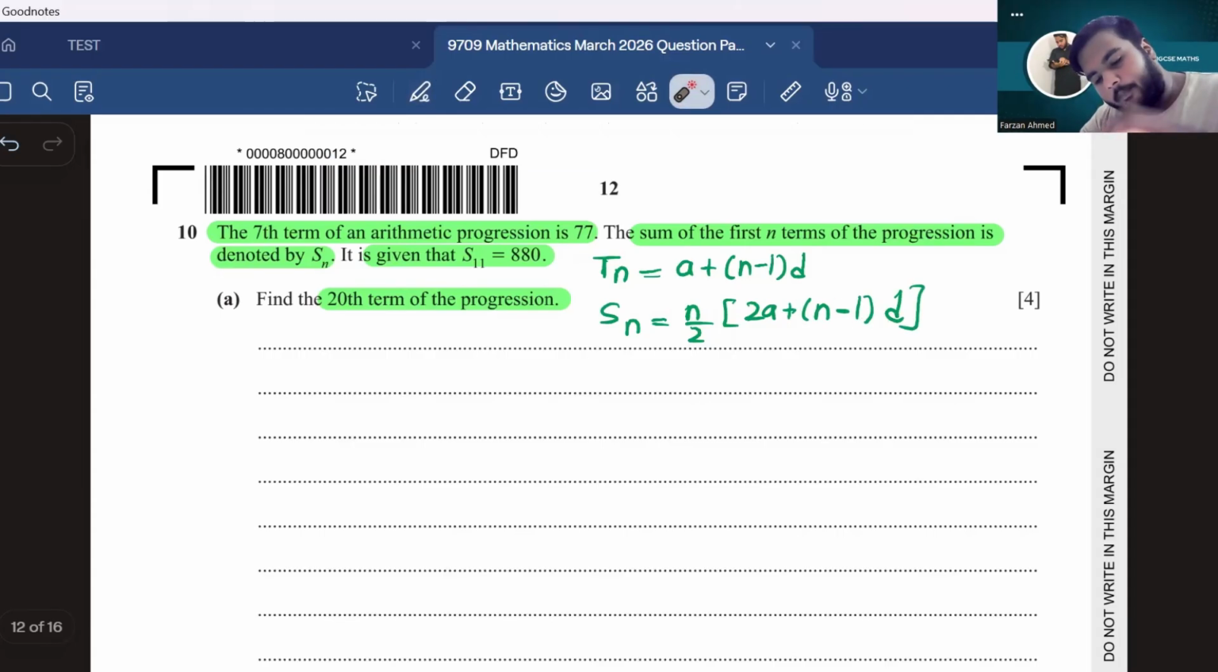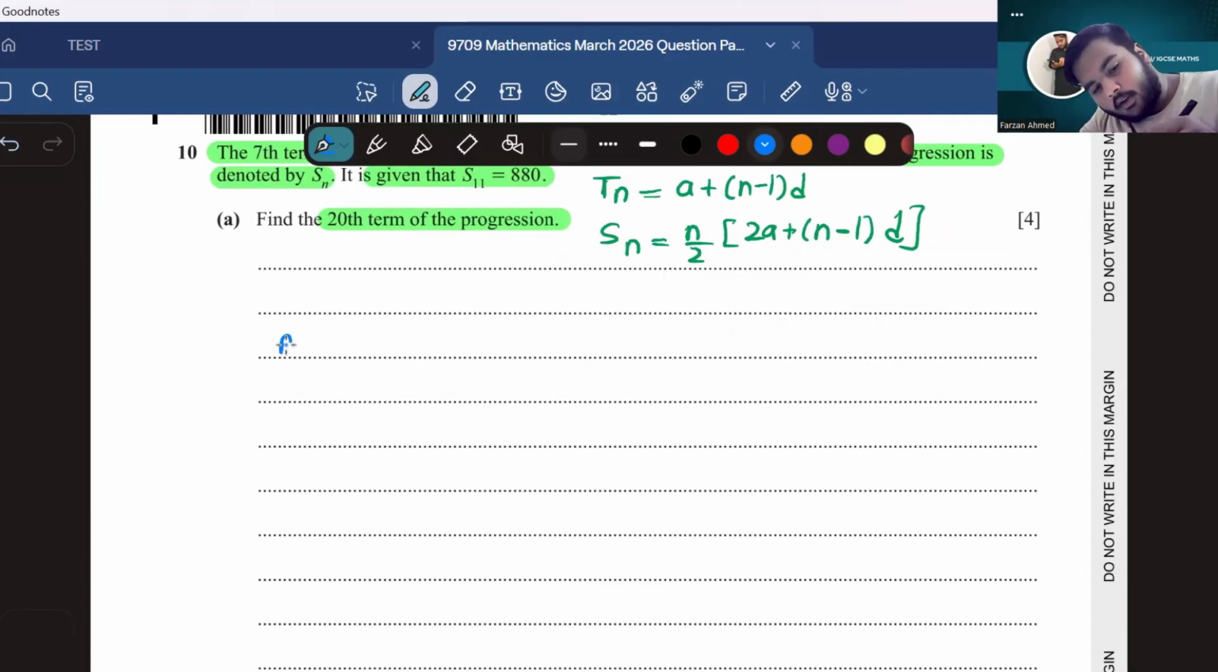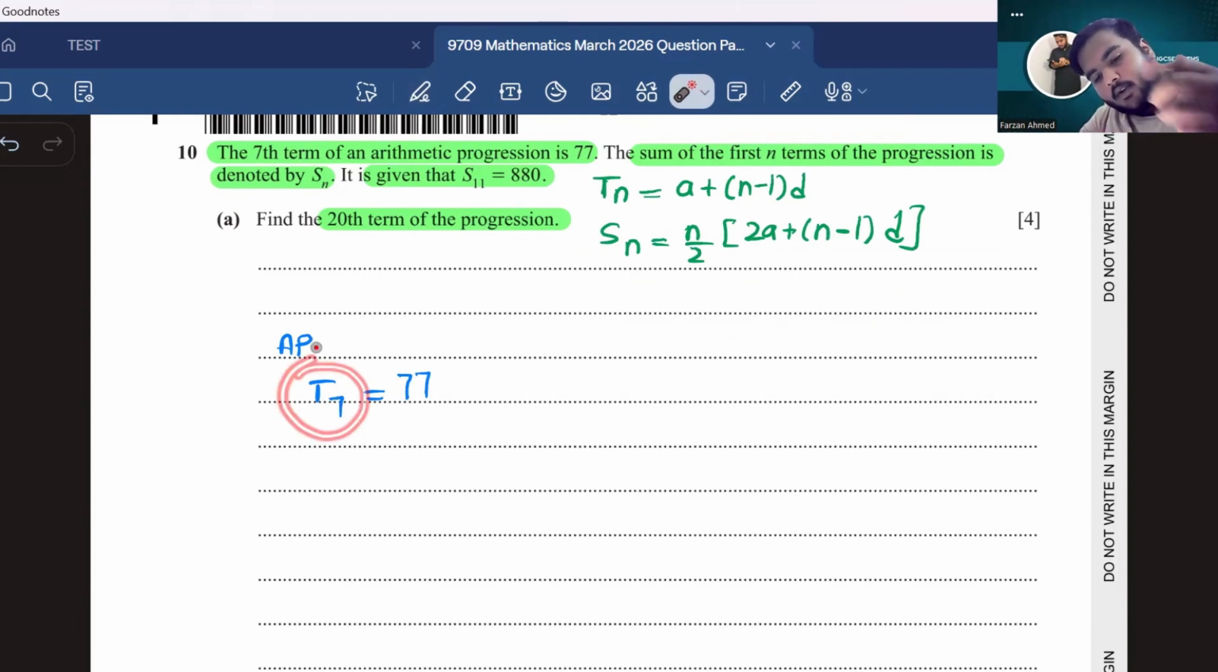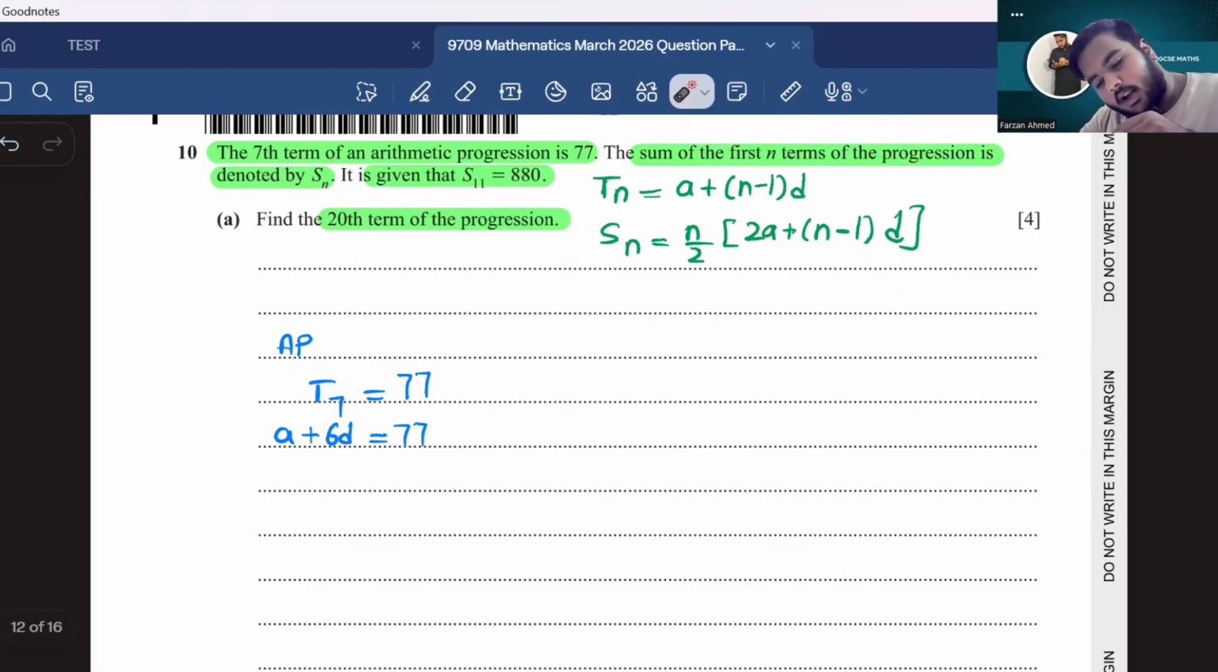Now, they are saying the seventh term of the arithmetic progression is 77. So for the AP, T7 is equal to 77. And what will be the T7? T7 will be a plus 6d. Okay. It will be a plus 6d is equal to 77. Now they have said that the sum of n terms of the progression is denoted by Sn. It is given as S11 is equal to 880.